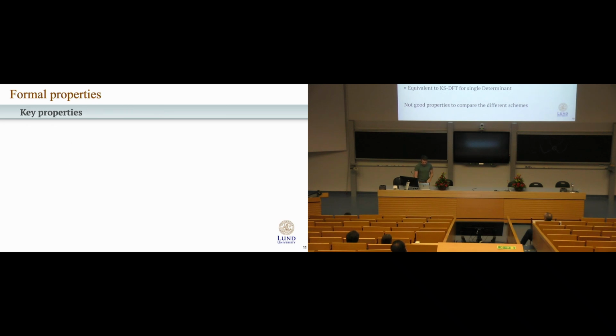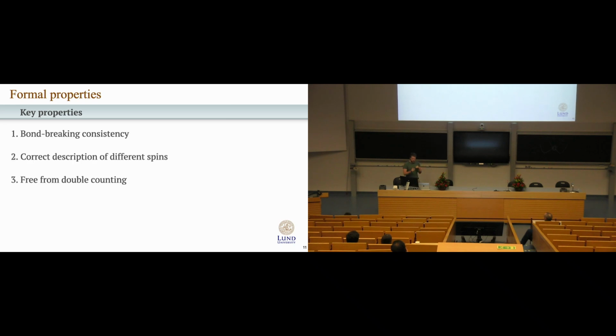So instead, what we're going to use are those other properties. It should be bond breaking consistent, which I defined earlier: at infinite distance it reaches the right limit. It should correctly describe spins, because as I mentioned for DFT, there's a trade-off between describing bond breaking and describing spins. And it should be free from double counting, which means that if you are having MC-SCF plus DFT, you don't want to count the correlation in both of them. And it would be nice if it gives good results also.